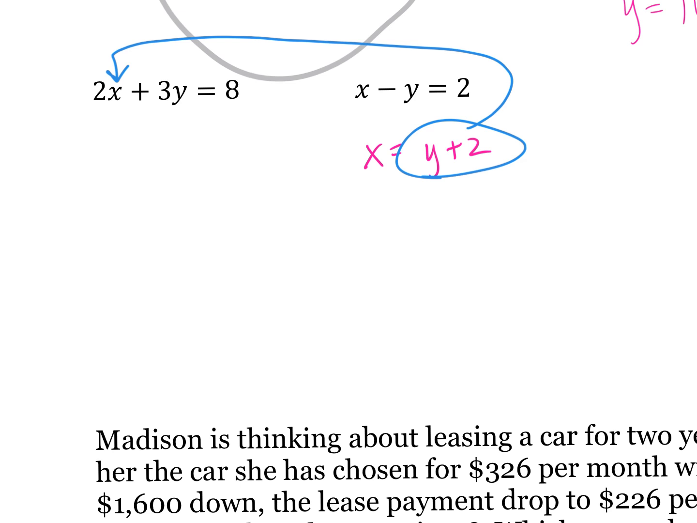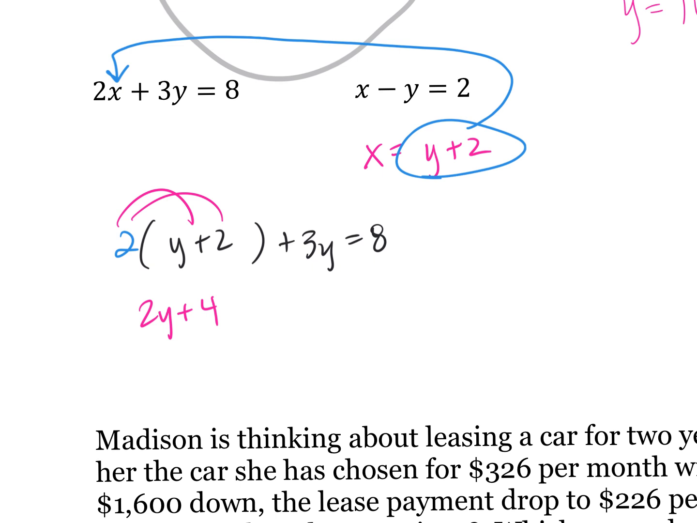Sure can. What do I need after that 2? Yeah, we need some parentheses, guys. We need some parentheses with that y plus 2 because we're going to have to distribute that 2 to them. We're going to multiply. So we got 2y plus 4 plus 3y equals 8.